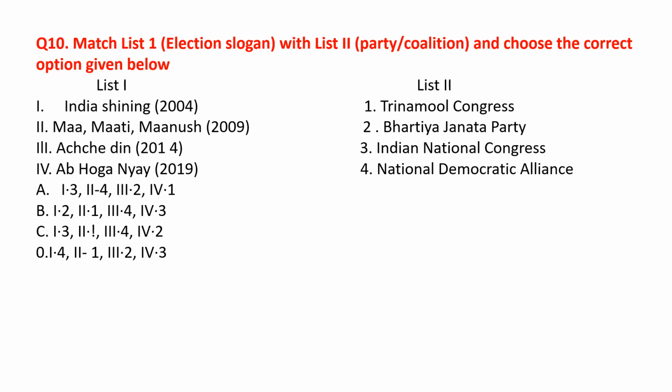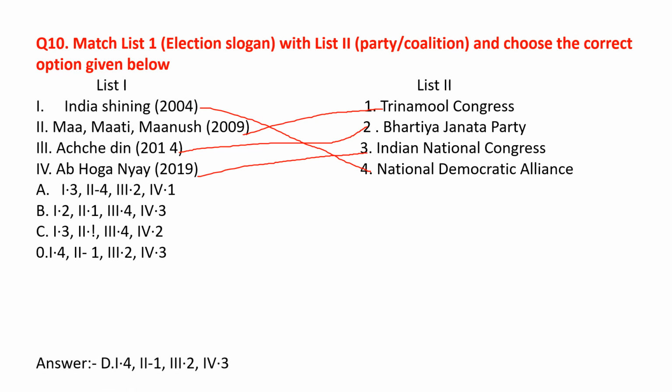Match list 1 election slogan with list 2 party coalition and choose the correct option given below. India Shining. This was the famous slogan of National Democratic Alliance. Ma Mati Manush. This slogan was given by Trinamool Congress. Achhe Din. It was given by Bharatiya Janata Party. Ab Hoga Nyay. It was the famous slogan of Indian National Congress. So the correct option is option D.